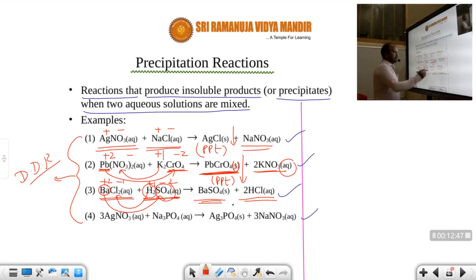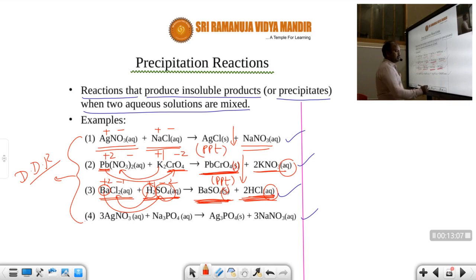Then what will happen? Barium sulfate BaSO4 will be formed, and H+ and Cl- attract with each other. HCl will be formed, hydrochloric acid. But HCl aqueous will be given. That means HCl can be easily dissolved in water. So HCl aqueous will be given. But what will be given here? BaSO4 with (s) within the bracket will be formed.